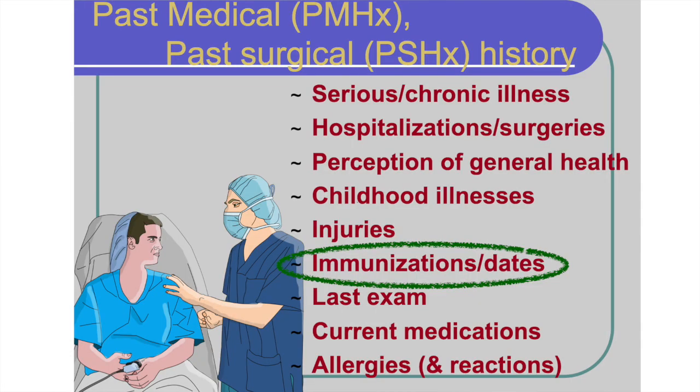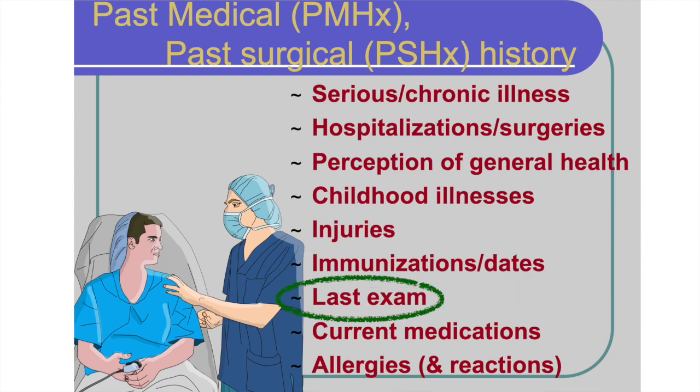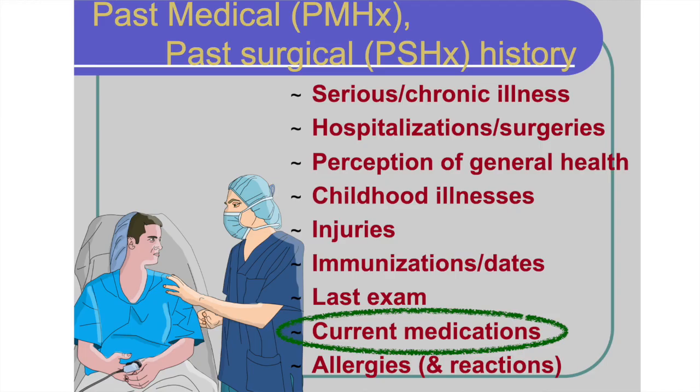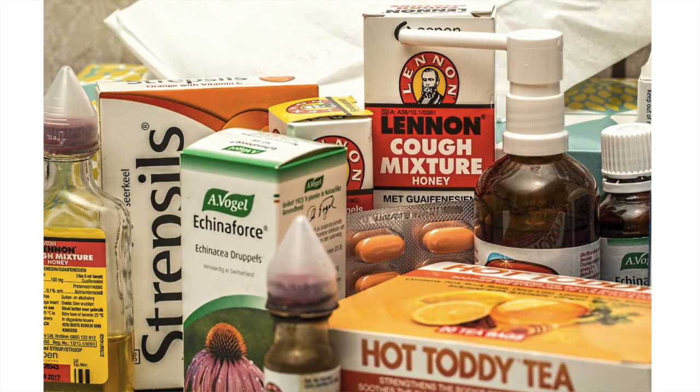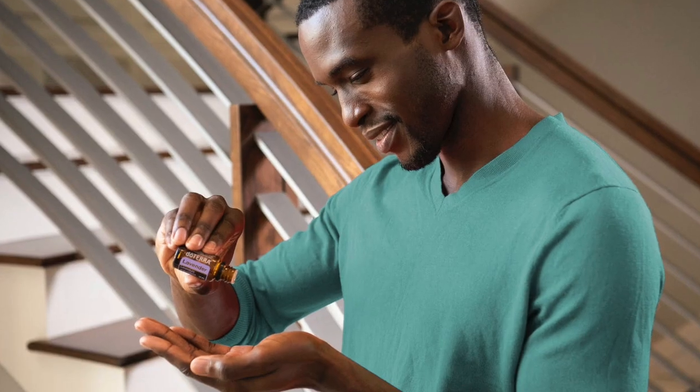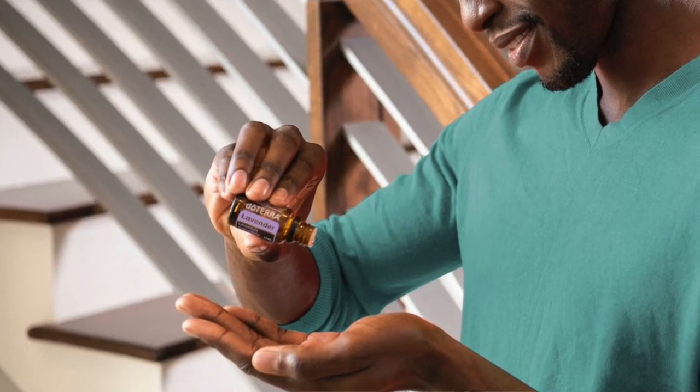What immunizations has your patient had and when? Have they had all the shots that are indicated for their age, developmental level, and occupational risks? When was the last time they had a physical exam? What medications are they taking? And we want to know not just what prescription medications they're taking, but also anything that they're taking over the counter, and also including vitamins and supplements or home remedies. These can have significant impact. They can have side effects, they can have interactions with other medications, so we want to make sure and include everything.